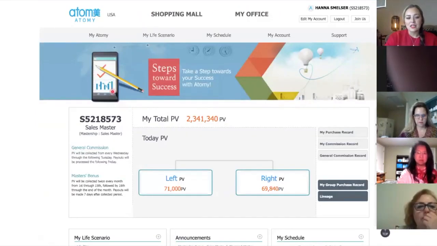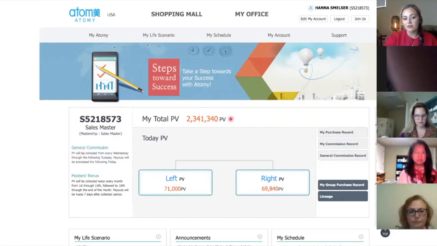You are going to see to the left-hand side, it has your ID number, it has your mastership, and it gives you information regarding general commissions and mastership bonuses. Next to that, it says My Total PV. So this is under my own ID, products I have ordered. When it says today's PV, it is talking about for today's sales state only.